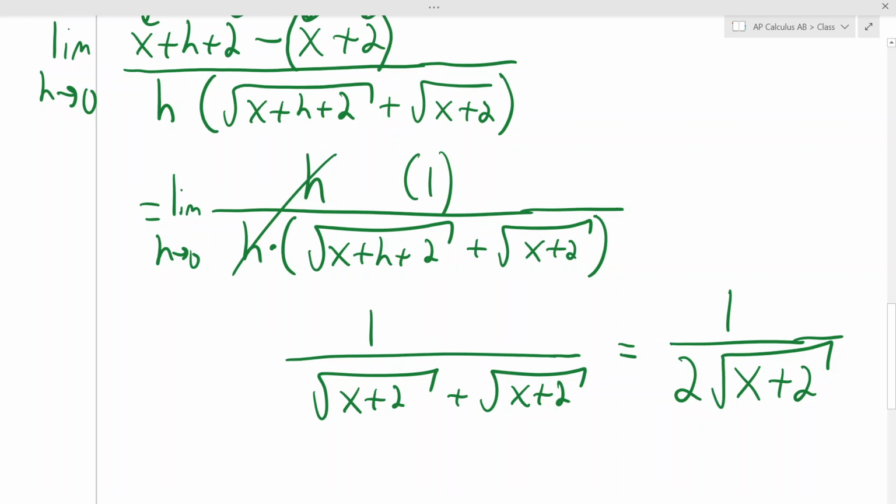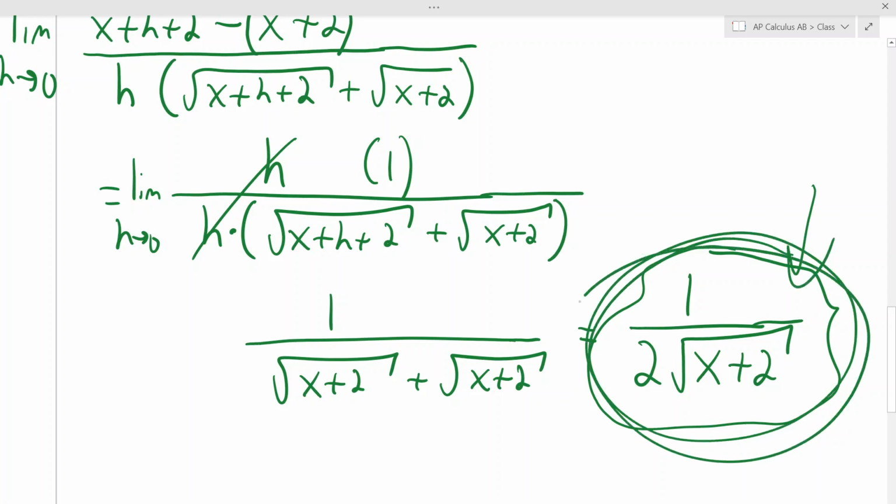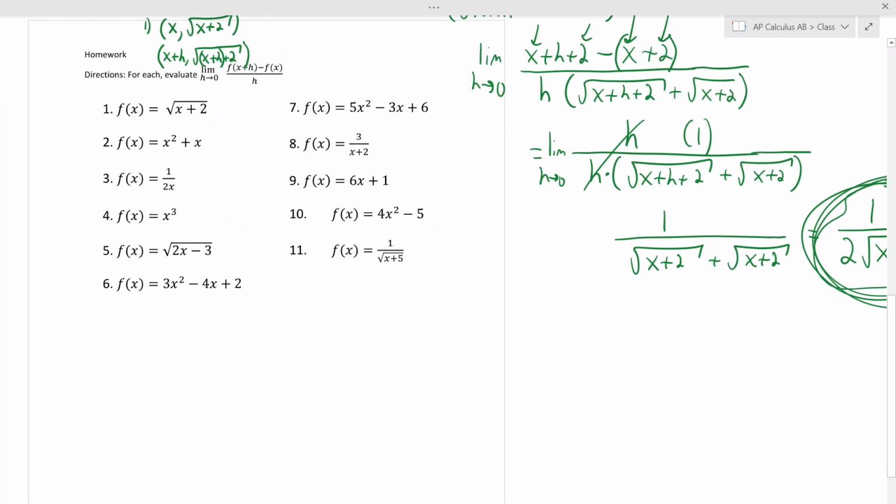Wow. What does this find for me, Julius? What's the point of this? Slope of what function? Of root x plus 2. It finds the slope anywhere of root x plus 2. That's all it does.